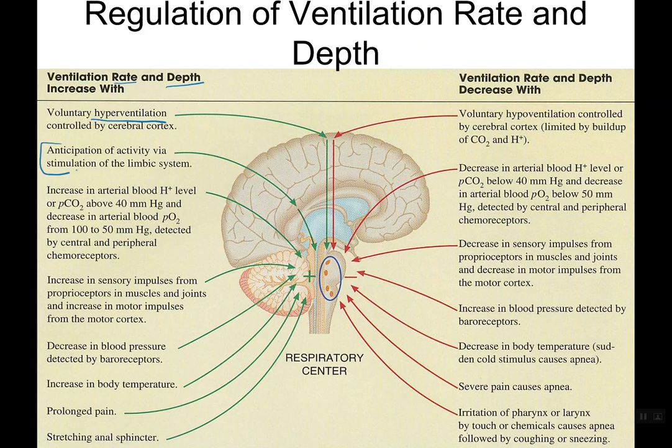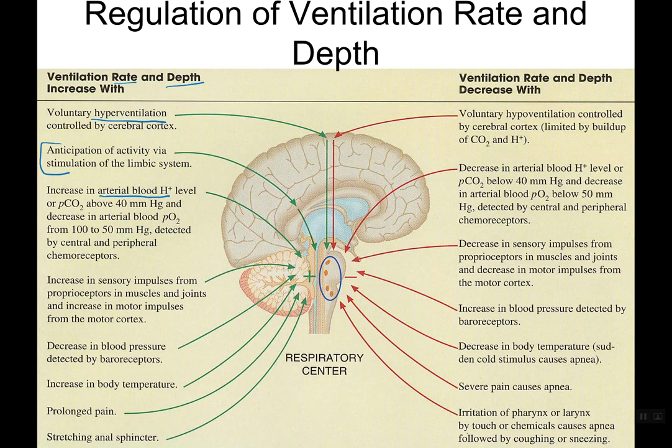Anticipation of activity by stimulation of the limbic system. So let's say you get really, really frightened or angry. That's going to start in the limbic system and then kick off a sympathetic response. An increase in arterial blood protons, or a PCO2 of above 40 millimeters of mercury, and concomitant decrease in arterial blood PO2. So this is detected by chemoreceptors.